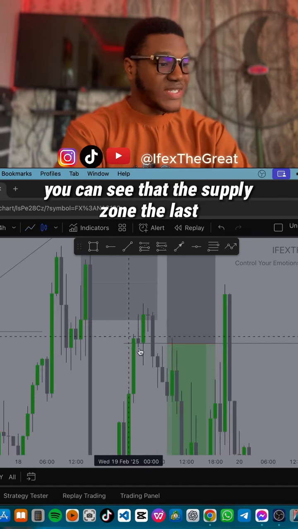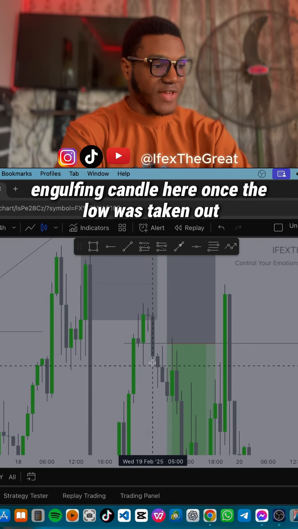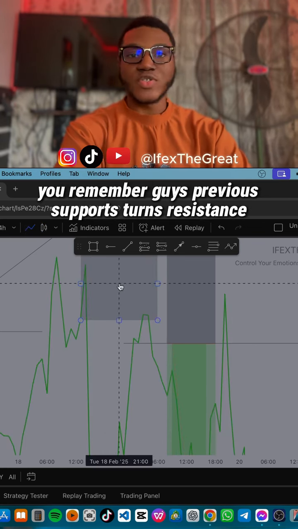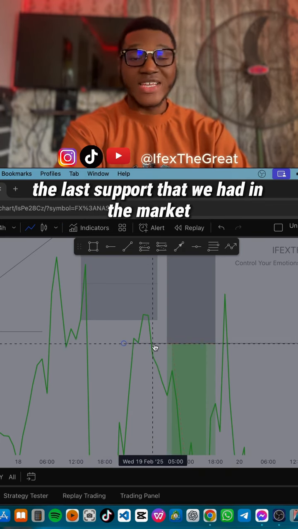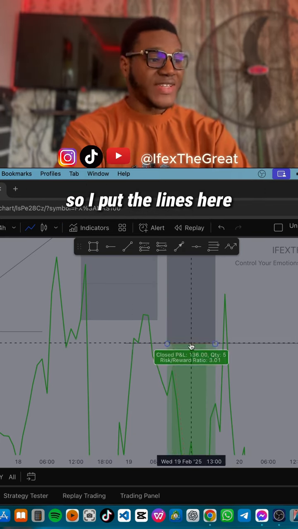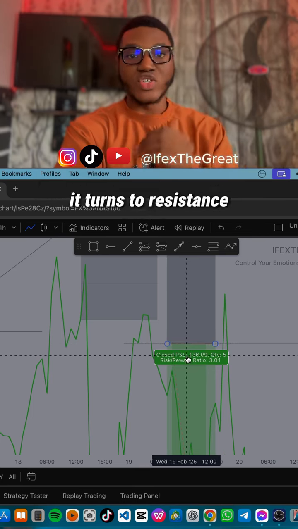So what happened? You can see that the supply zone, this low was taken out by this bearish engulfing candle here. And once the low was taken out, remember guys, previous support turned resistance. So I actually marked this. This was our form of previous support, the last support that we had in the market. So I put a line there and I placed my limit just below the support because once that support is broken, it turns to resistance.